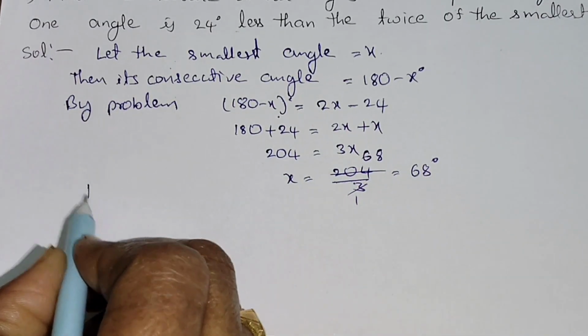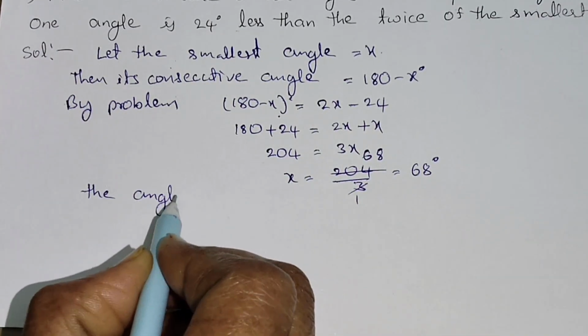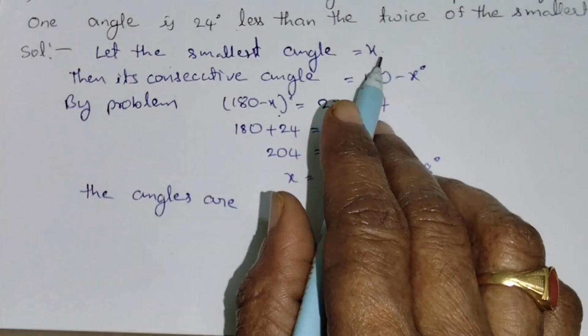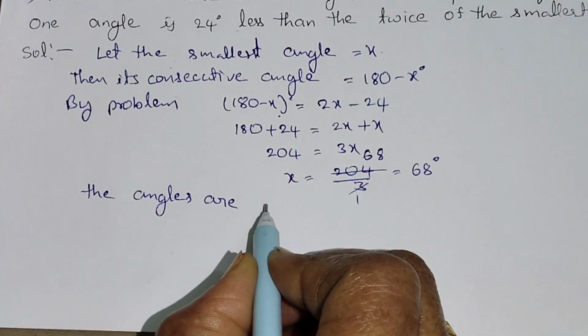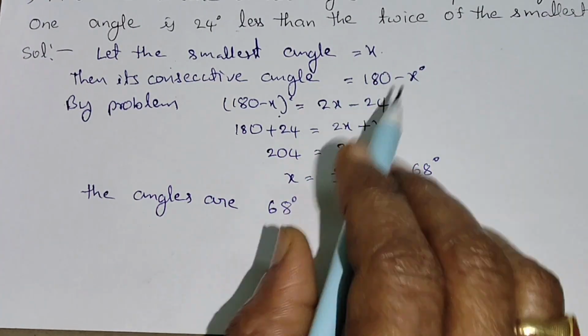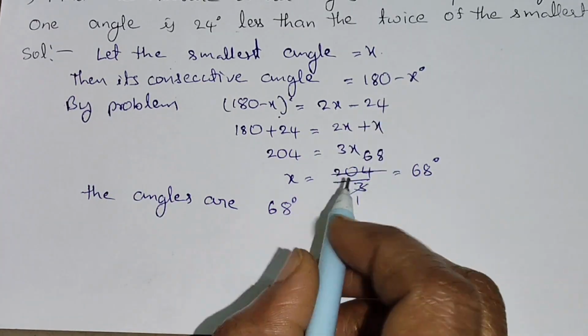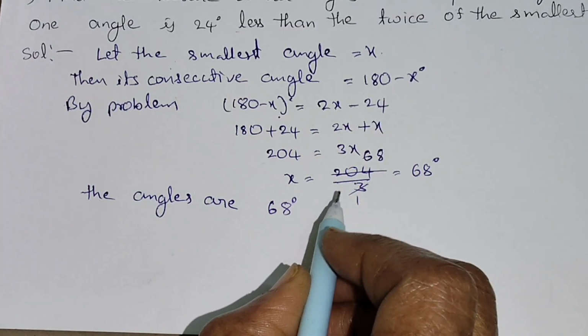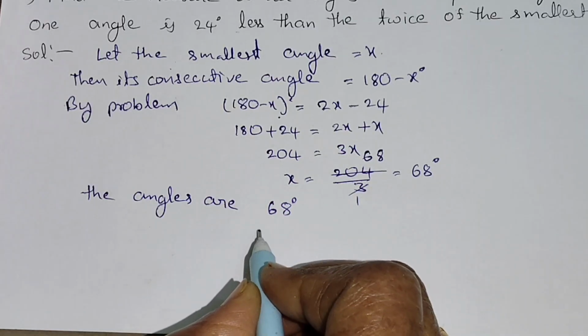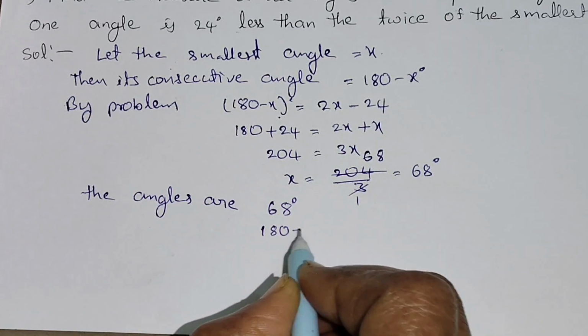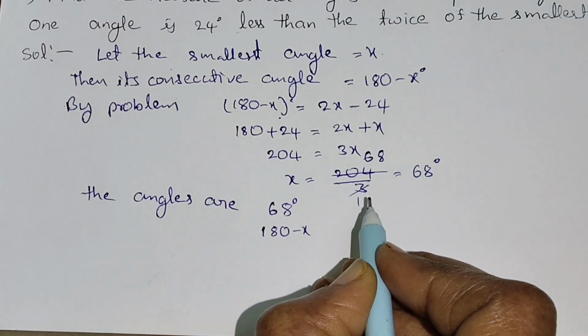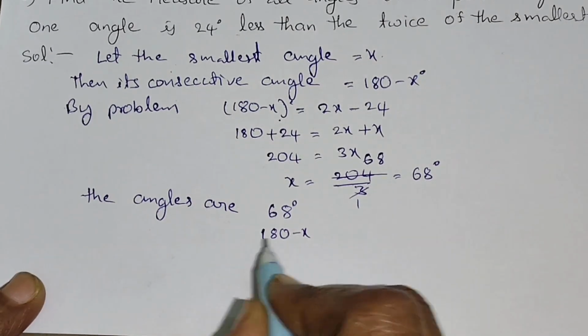Here the angles are: one is x, so here the first one we write 68 degrees. Next one is 180 minus x. Here we write 180 minus x. The second angle is 180 minus x, where in place of x we write the 68.